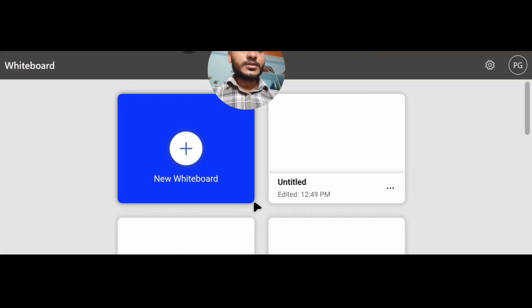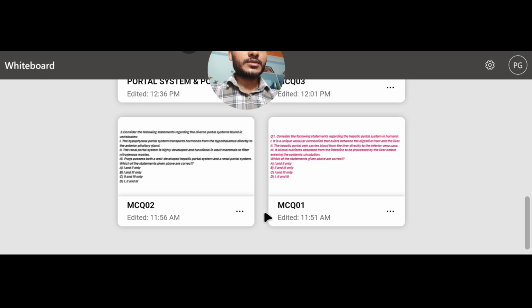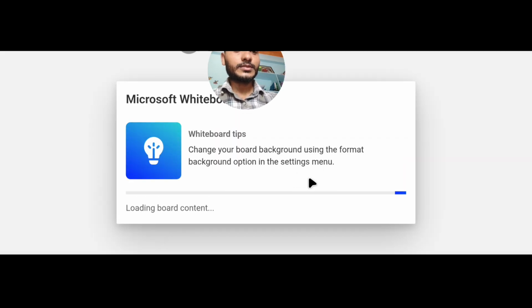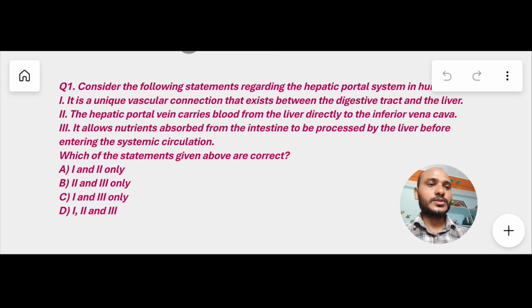All right, so this is the time for self test. Here I have provided 3 MCQs from this topic on the screen. This is the first MCQ, a multi-statement question. Consider the following statements regarding the hepatic portal system. Here it asks about hepatic portal system. Hepatic means it is related to the liver in human. There are 3 options. Which of the statements given above are correct?